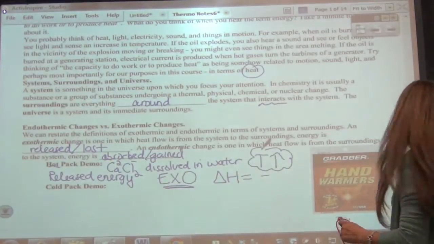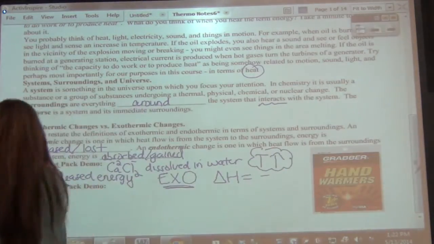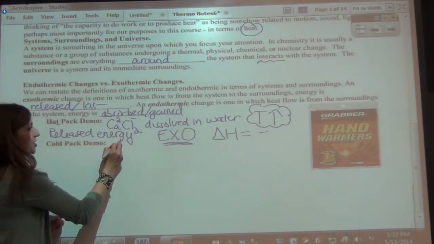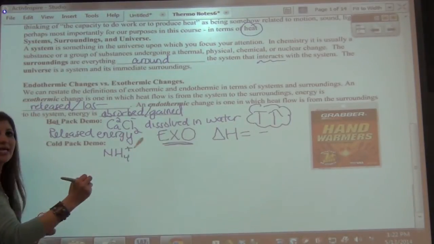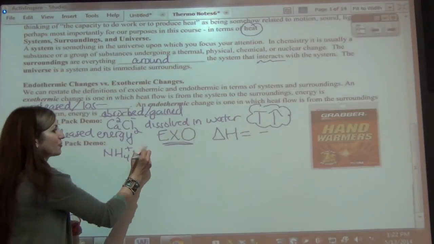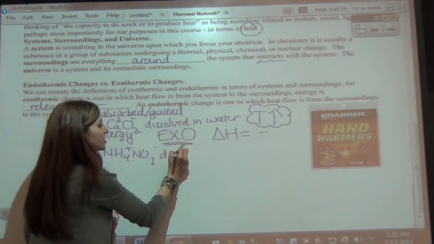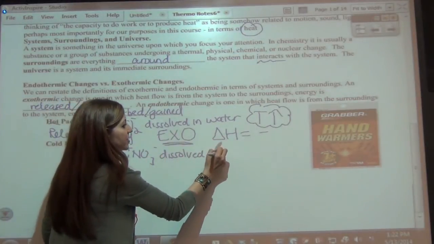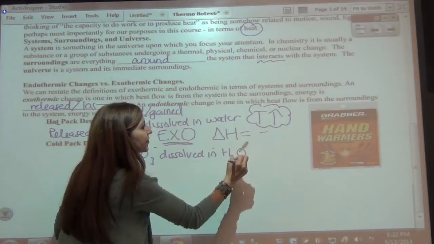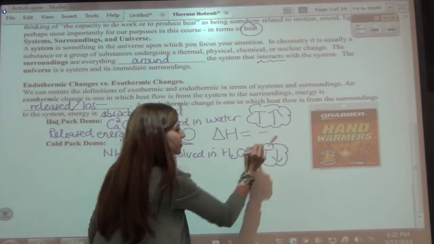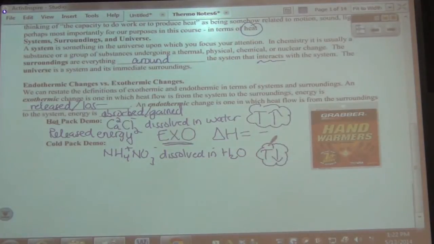Okay? The cold pack. The cold pack is ammonium nitrate. Who remembers what ammonium is? NH4 with a plus charge. And what's nitrate? NO3. You can just leave it in the sink back there if everybody's trying to touch this. Okay. So this same thing, we're just dissolving it in water. Dissolved in water. And in this case, we saw that the temperature decreased. Okay, so that one got cold.